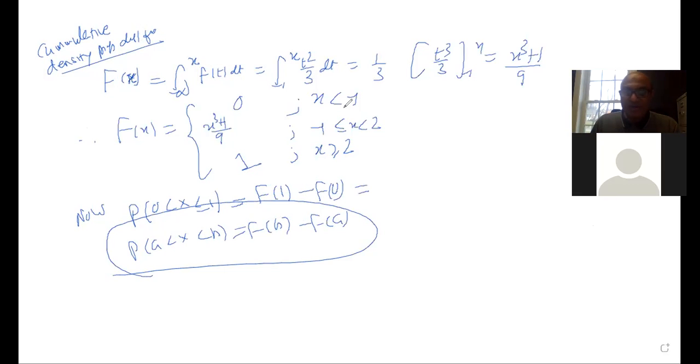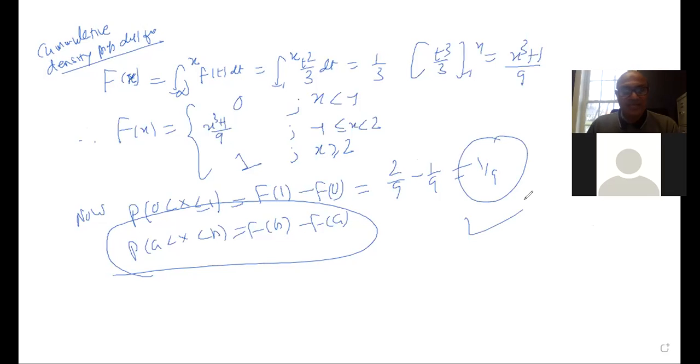Now f of 1, you can see, lies over here, right? If you replace x by 1, 1 plus 1 is 2, so it is 2 by 9. And f of 0: if x is replaced by 0, it is 1 by 9. So 2 by 9 minus 1 by 9 is equal to 1 by 9. So my probability between 0 and 1, the cumulative density probability between 0 and 1, is 1 by 9. That's how you can solve this example.